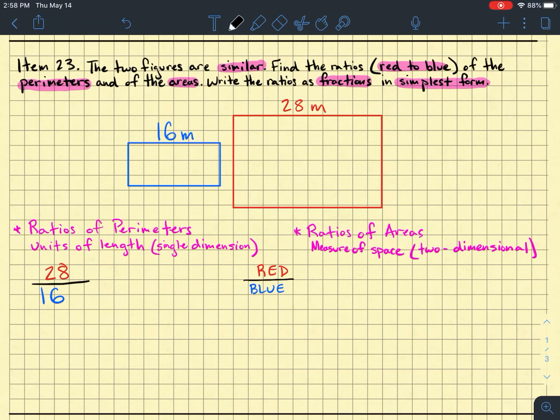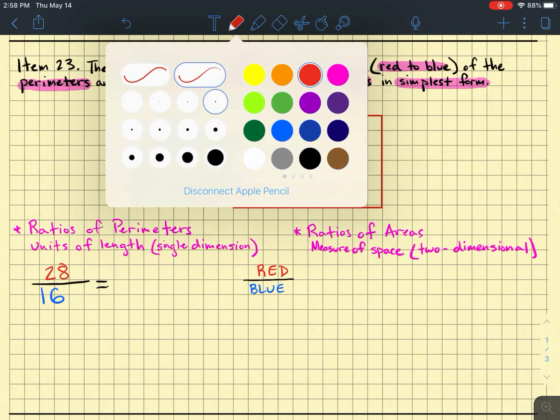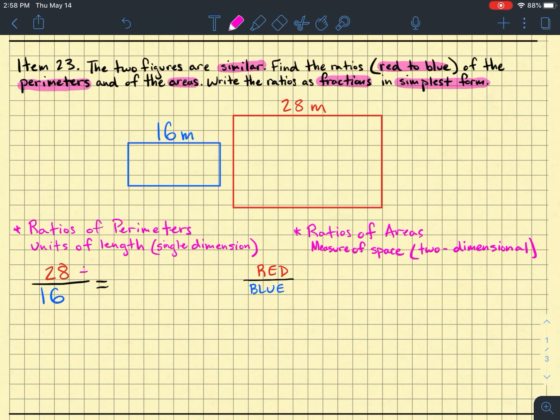Okay, but it does ask for it in simplest form. So we have to reduce those numbers down by dividing by their greatest common factor. They have a 4 in common. If we divide both numbers by 4, we should get the ratio in simplest form. So that should be 7 over 4. This is the ratio of perimeters in simplest form.